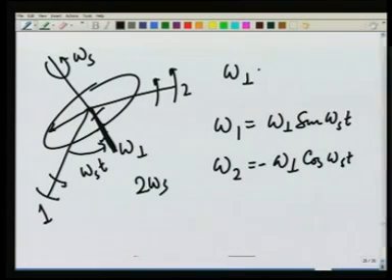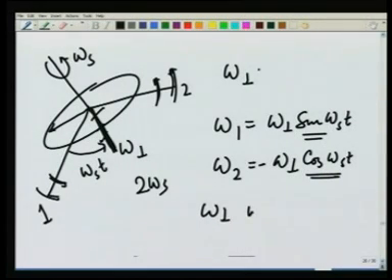As time passes, this develops a component of sine omega s t and cosine omega s t along 1 and 2, and these are already rotating with omega s. That means, in outer space, from the outside frame, omega perpendicular must be rotating with 2 omega s.